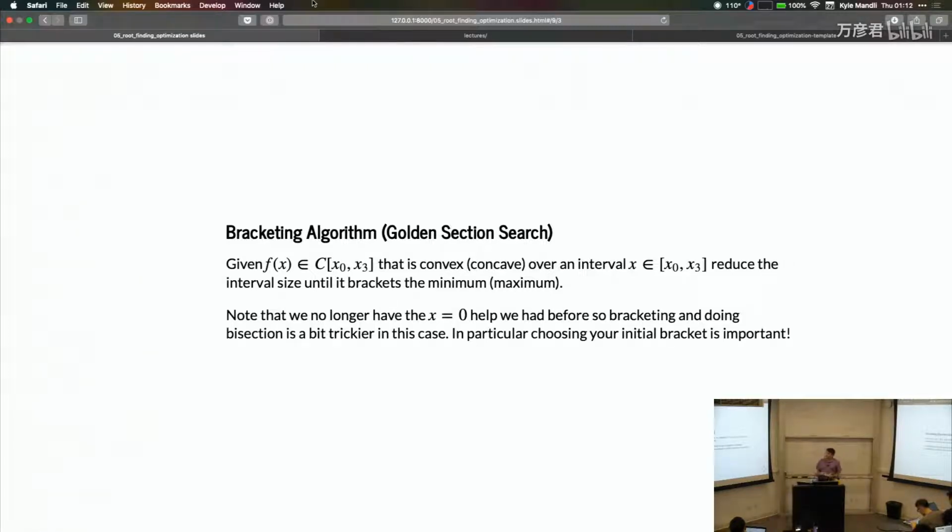Just to go back through what we were doing before, we're going to use a bracketing algorithm, or come up with a bracketing algorithm, to find basically the minimum or the maxima of a particular function. So we're going to pick a bracket. Again, the advantage of a bracket is it has to have just a single minima or maxima in between.